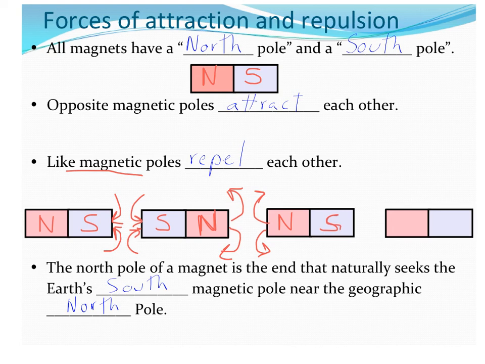But if we have a south pole facing a north pole, or a north facing a south, then the lines of the field would be going from one pole to the other, creating a force of attraction between the two magnets. So the north pole of a magnet is the end that naturally seeks the Earth's south magnetic pole, which is near the geographic north pole.